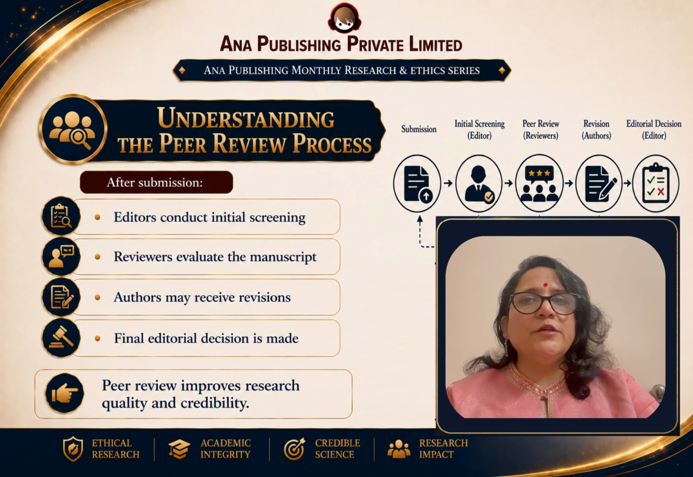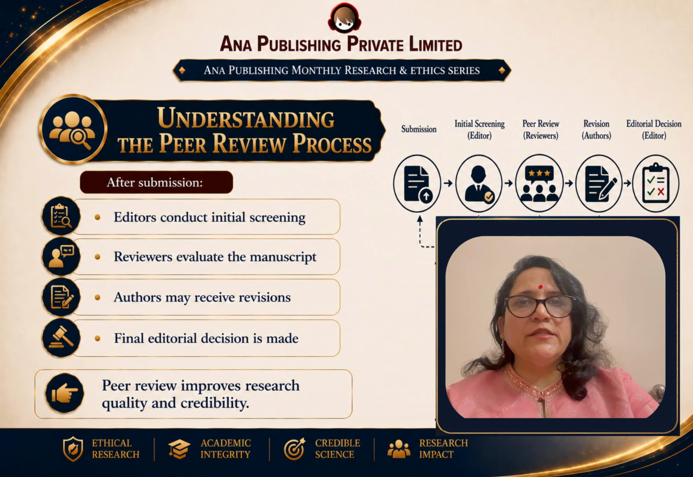After manuscript submission, journals usually begin the peer review process. Initially, editors conduct a preliminary screening to evaluate whether the paper fits the scope of the journal and basic quality requirements. If the manuscript passes this stage, it is sent to reviewers who are experts in the relevant academic field. Reviewers evaluate the originality, methodology, clarity, significance, and overall quality of the research. Based on reviewer feedback, authors may receive revision requests before a final editorial decision is made.